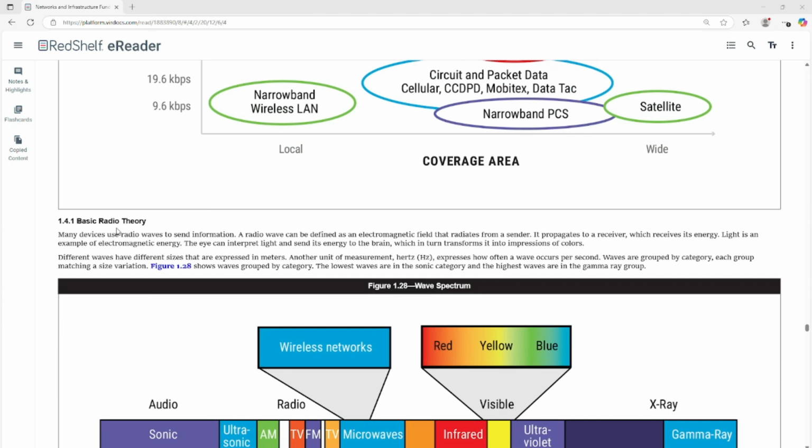Okay, basic radio theory. We all know that a lot of wireless devices today use radio waves to send information. A short definition for a radio wave is an electromagnetic field that radiates from a sender. It propagates to a receiver, which receives its energy. Light is an example of electromagnetic energy.